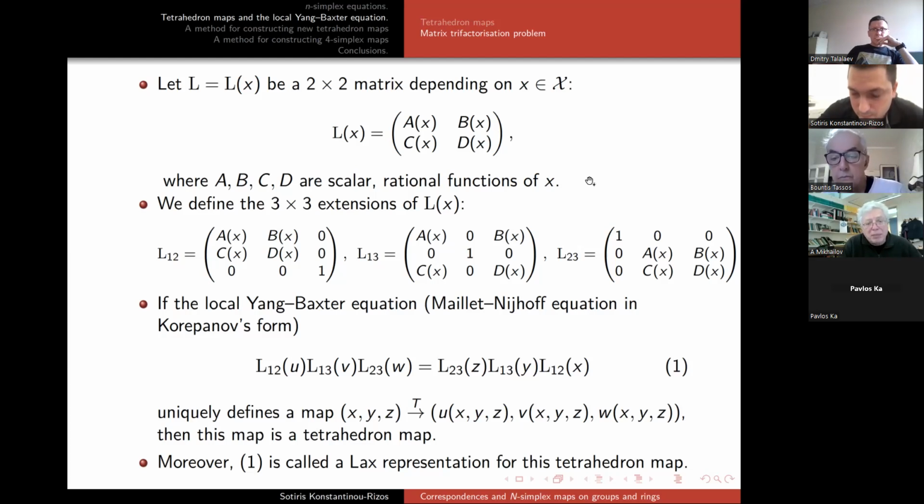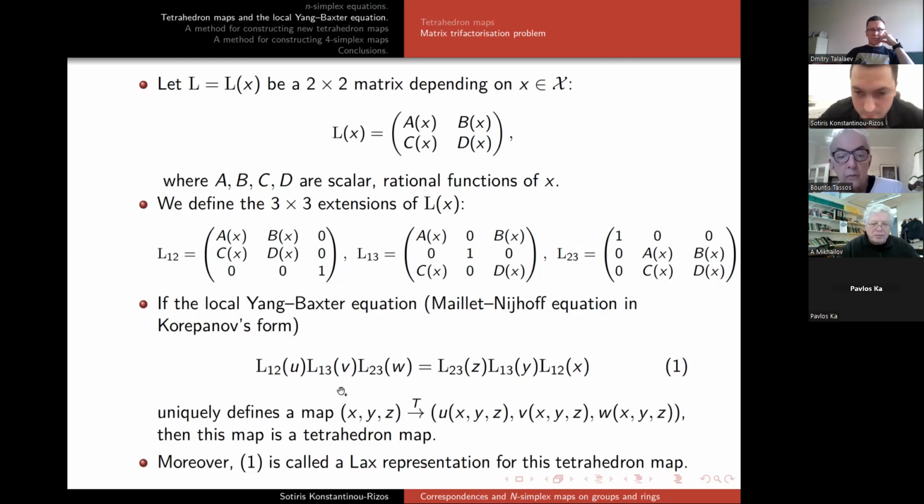Satiris, may I ask you? You say the equations are polynomial, but the functions are rational. How does it happen that the equations are polynomial when the functions are rational? Yeah, okay. You can turn them. Well, you're right. It should be a system of equations, not necessarily polynomial, that you can multiply and bring to a polynomial form.